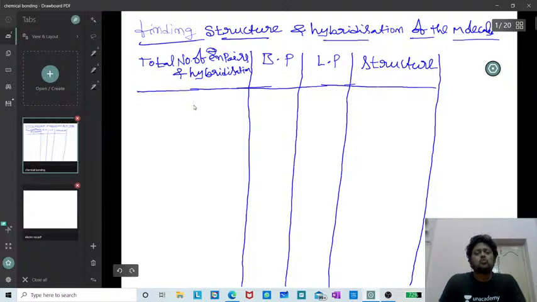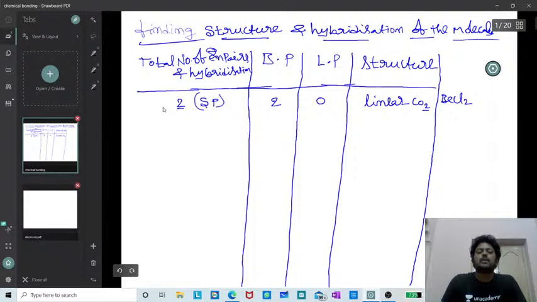If the total number of electron pairs is 2, that means 2 hybrid orbitals, so sp hybridization. Bond pairs 2, lone pairs 0, structure linear. For example, CO2 with 2 bond pairs, and BeCl2, also has linear geometry.